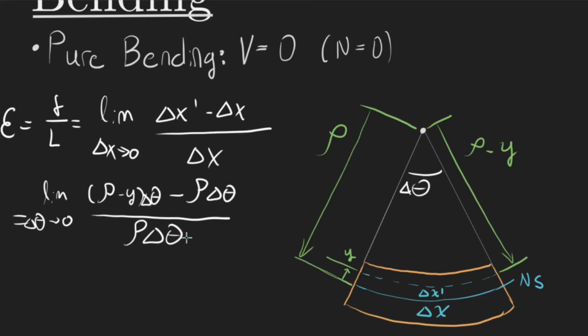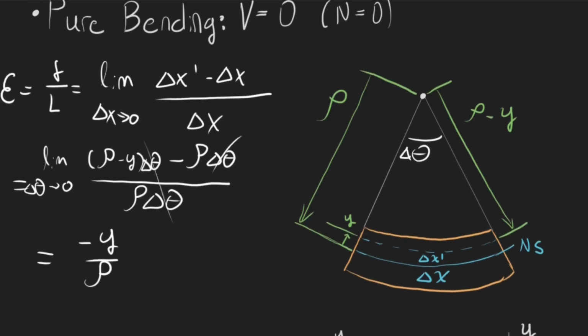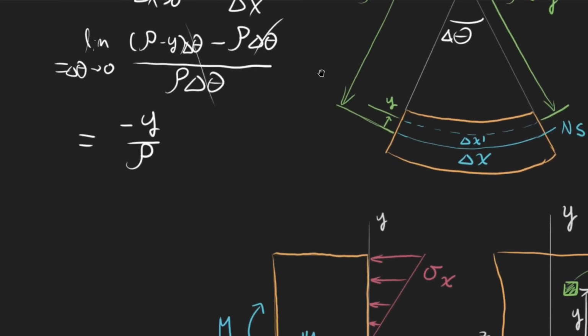And now, let's see right here, we can cancel out a delta theta from each term, right? So these delta thetas go away. And then we also have rho minus y minus rho, so these rhos will cancel, and we'll just end up with a minus y over rho. This right here is the strain when we're looking at a curvature or a bending, epsilon for strain.